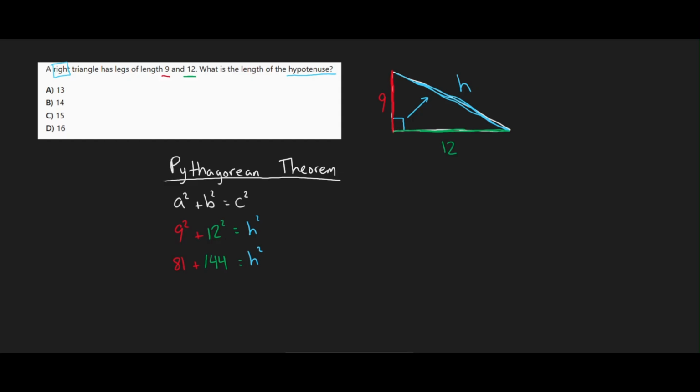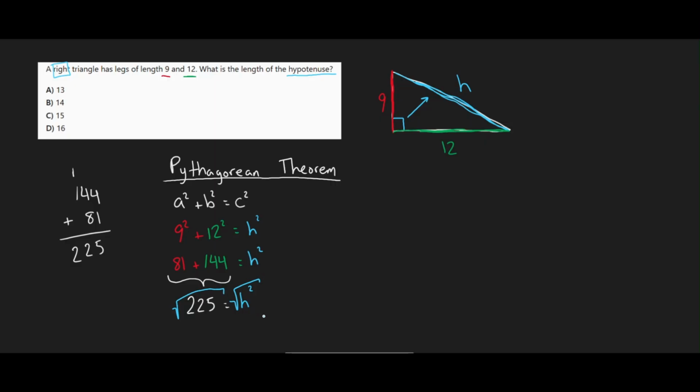Now I'm just going to solve this. So 81 plus 144, we could solve that off to the side. 144 plus 81, you get 4 plus 1 is 5, 4 plus 8 is 12, bring up the 1, this is 225. So this is 225, and this equals our h squared. And what we need to do now to get rid of this exponent of 2 is to take the square root of both sides of this equation.